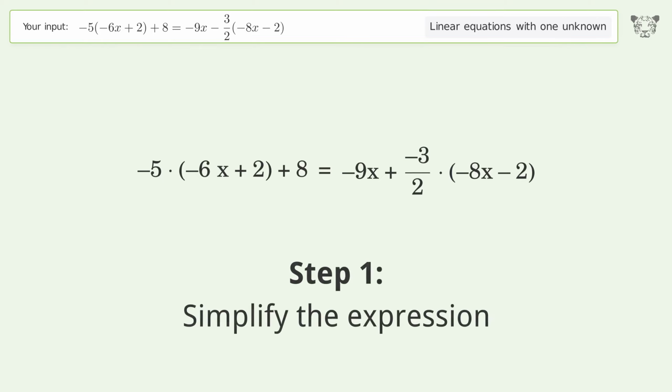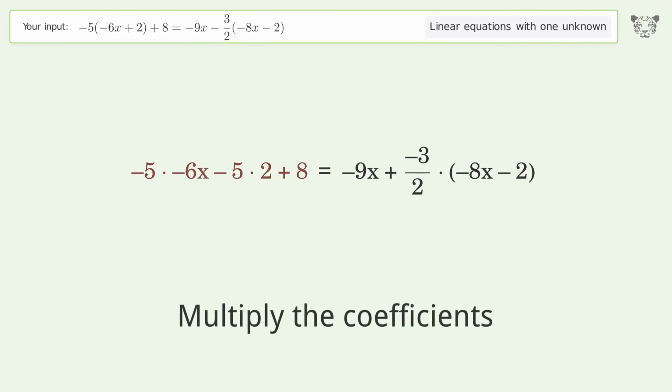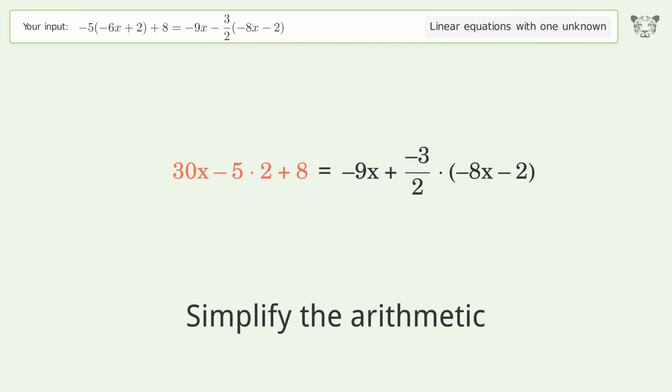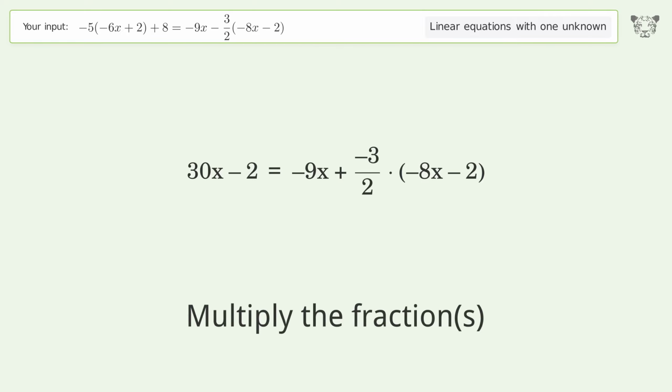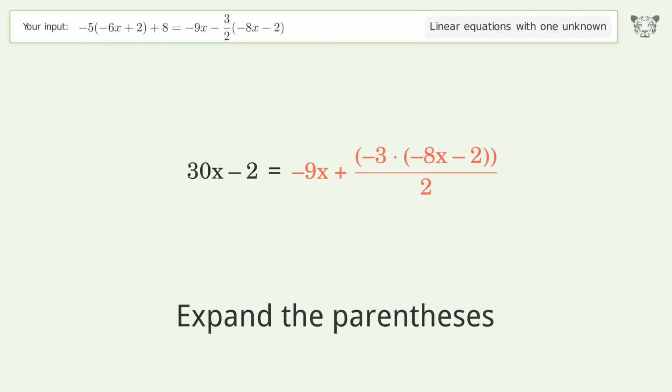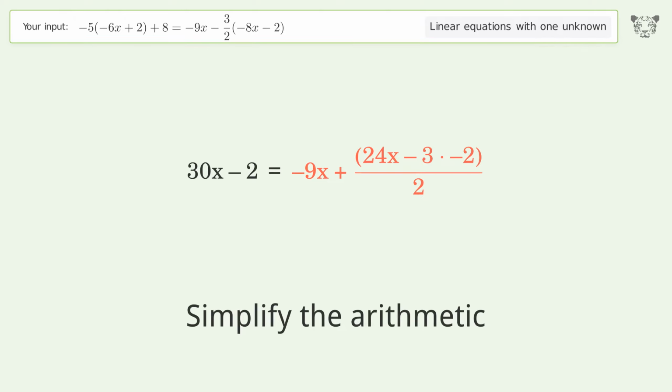Simplify the expression. Expand the parentheses. Multiply the coefficients. Simplify the arithmetic. Multiply the fractions. Expand the parentheses. Multiply the coefficients. Simplify the arithmetic.